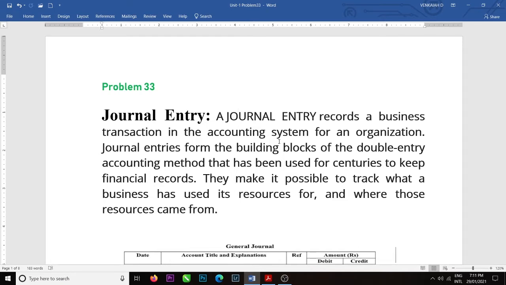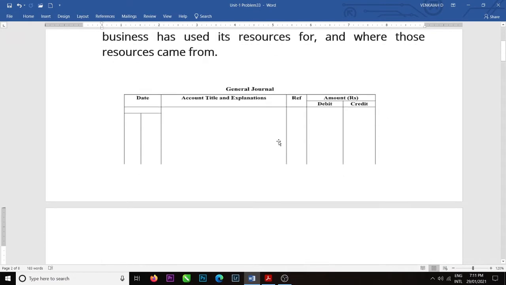A small format which we already prepared from problem number 13 to 25 is in this format: date, account titles, narration, ledger folio number, debit amount, credit amount. This is the building block or foundation of accounting, or the foundation of the double entry system.